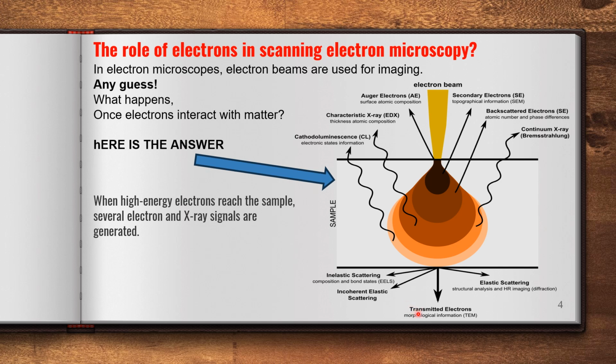This transmitted electron nature is useful to understand the TEM image. That is, the TEM principle works based on the transmitted electrons, but in the case of scanning electron microscopy, we consider the secondary electrons, backscattered electrons and X-rays. So these three are useful to get the complete characterization related to the particular surface.